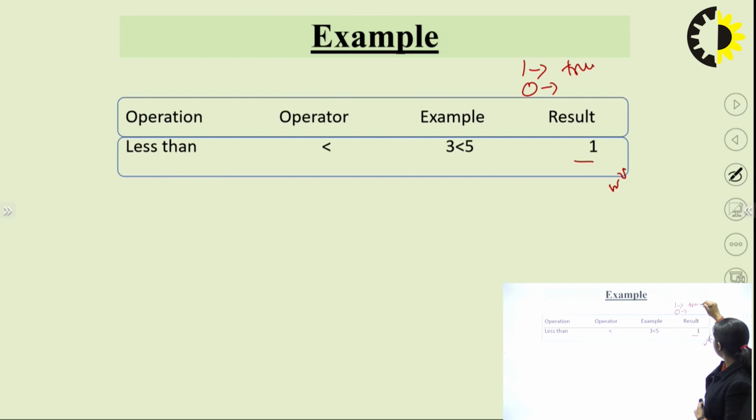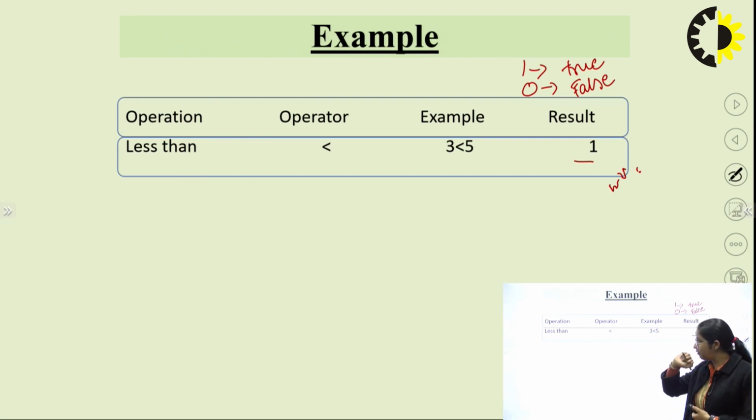1 means the true value you get, and 0 is the false value you get. False. Okay, so in a relational operator, whenever the comparison is happening here, if you get the true answer, then you get the answer 1. If you get the false answer or the false condition, then you get the answer 0.